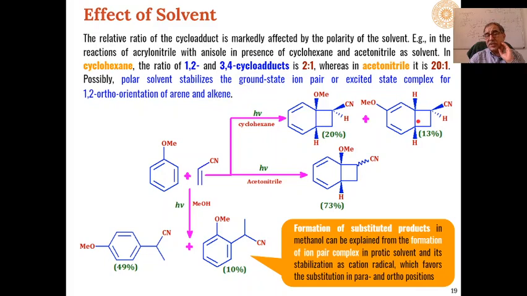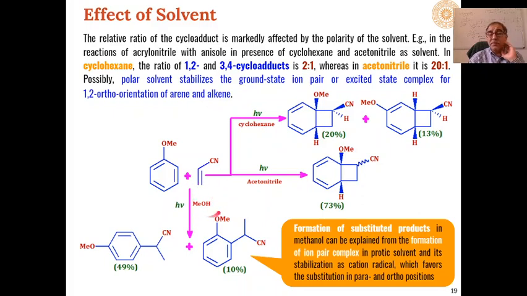1,2 cycloadducts are formed, which may have the methoxy group present either at this place or at this place. So this is a 1,2 cycloadduct, whereas this is a 3,4 cycloadduct, and these are formed in 2:1 ratio. Similarly, if instead of cyclohexane we use acetonitrile, then 73% of the product formed is the 1,2 cycloadduct. So ortho product is formed as the major product if we change the solvent from non-polar to polar solvent.